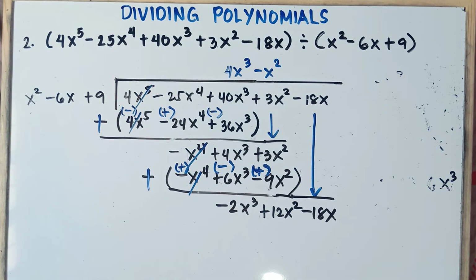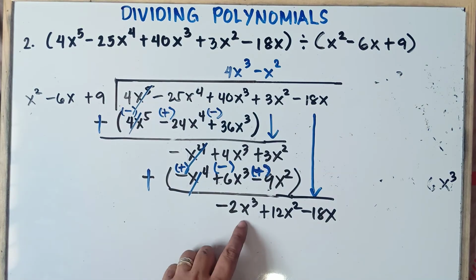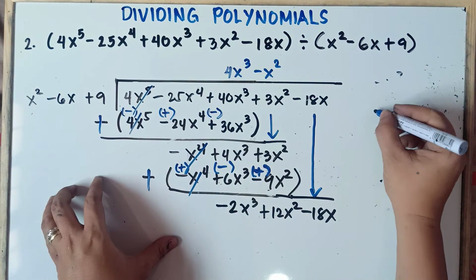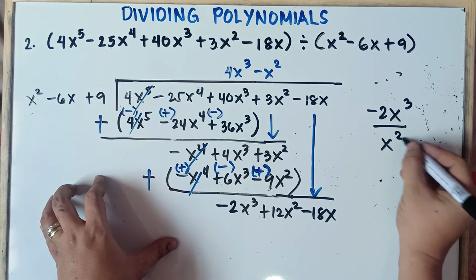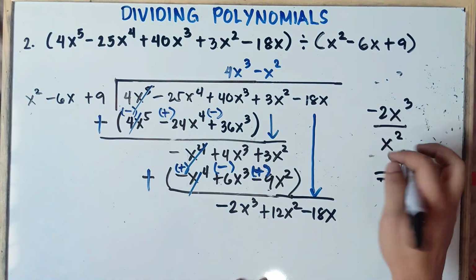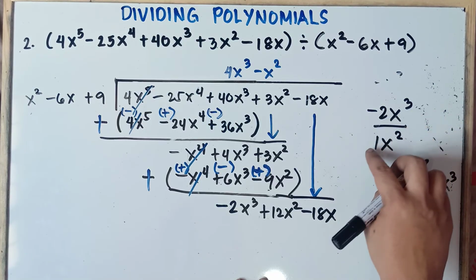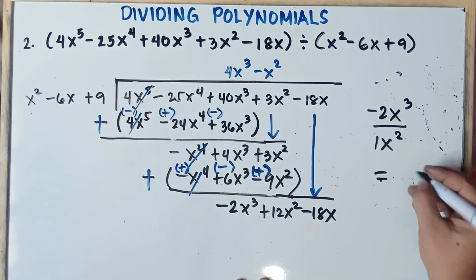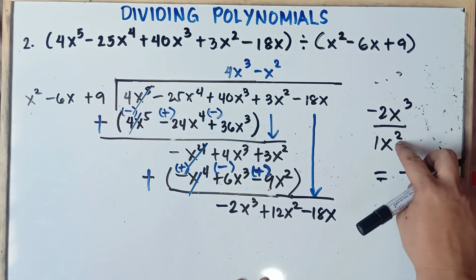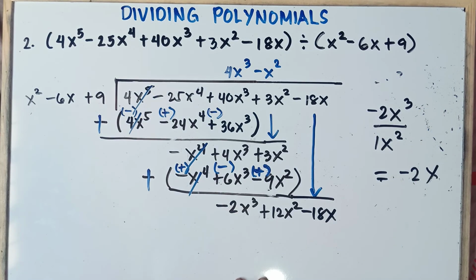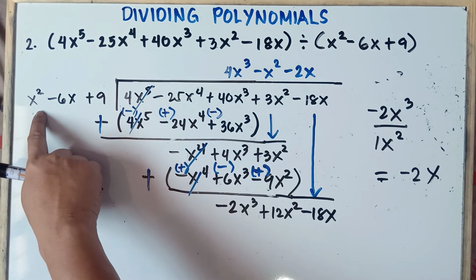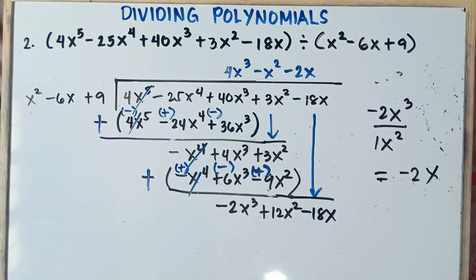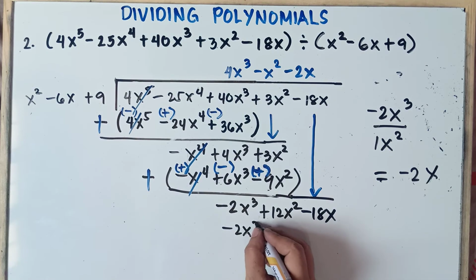Last one. Divide. So negative 2x cubed divided by x squared. So negative 2 divided by 1, understood that there's 1 here. Negative 2 divided by 1, that's negative 2. x cubed divided by x squared, that is x. So negative 2x. And then you multiply, class. So negative 2x times x squared, that would be negative 2x cubed.